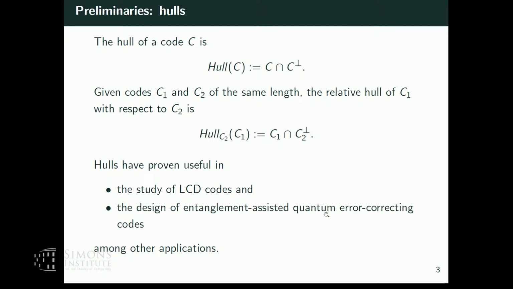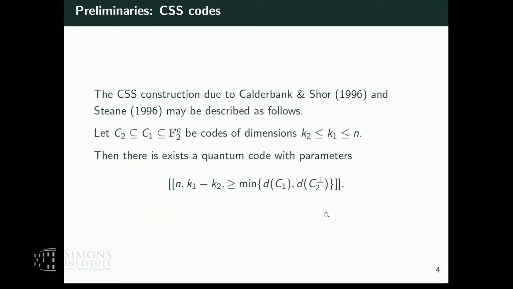As I said, the hulls have proven useful in LCD codes. Also, there are the challenges that we sometimes see in trying to construct codes that have hulls of particular dimensions. This has a role in defining quantum codes that are entanglement assisted. And so that's another place where we see the hulls show up, and the relative hull as well.